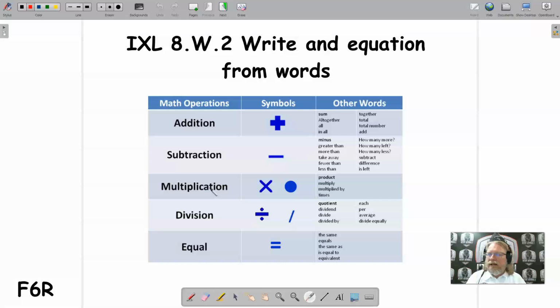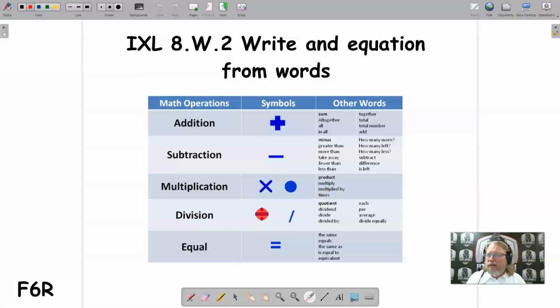And then the next operation, multiplication by either the X or the dot. A lot of times we use no sign at all, right? Like 3X would be 3 times X, and there's no multiplication sign there, and we just know we're supposed to multiply. Words for that, we use words like product, or multiply, or multiplied by, and times.